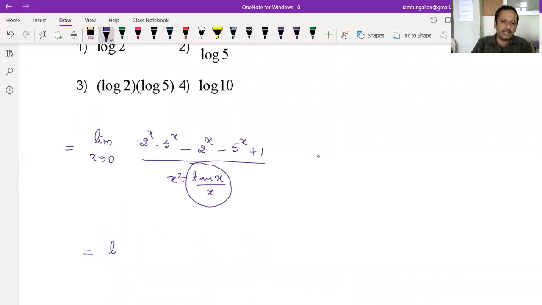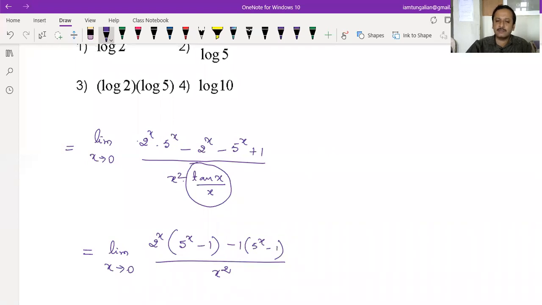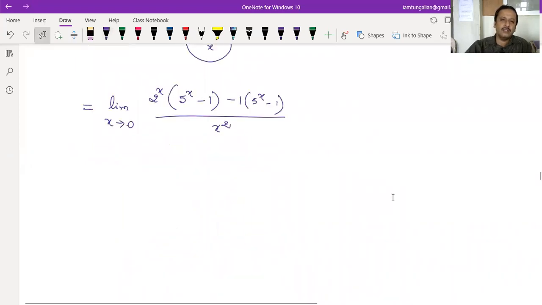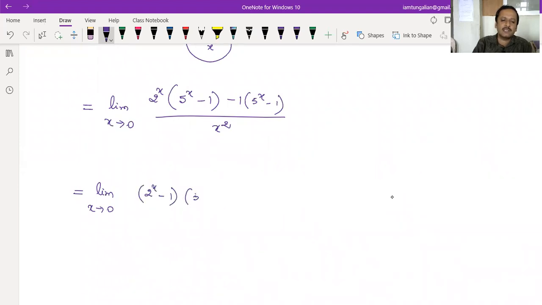Now let us simplify that numerator. In the numerator, I will take 2 power x as a common factor between the first two terms. So what will remain? 5 power x minus 1. From the next two terms, I will take minus 1 as common. Then what will remain? 5 power x minus 1, divided by, in the denominator we have x square. That is equal to limit x tends to 0, this can be written as 2 power x minus 1 into 5 power x minus 1 divided by x square.